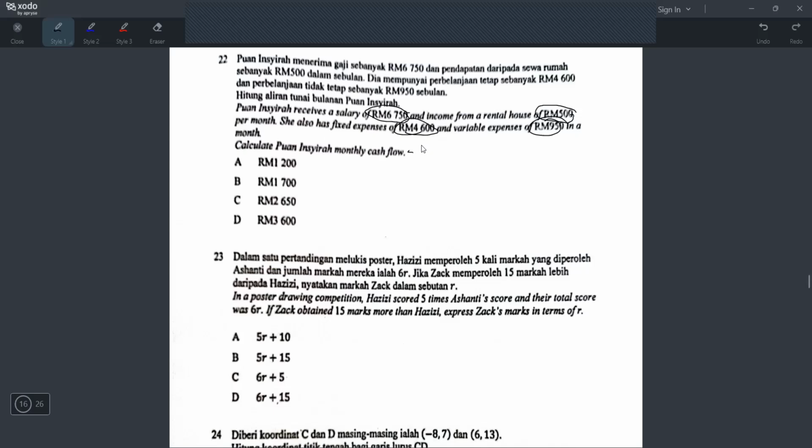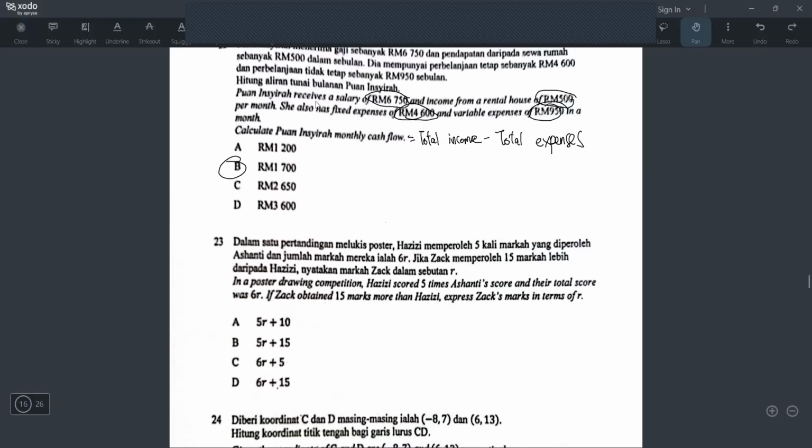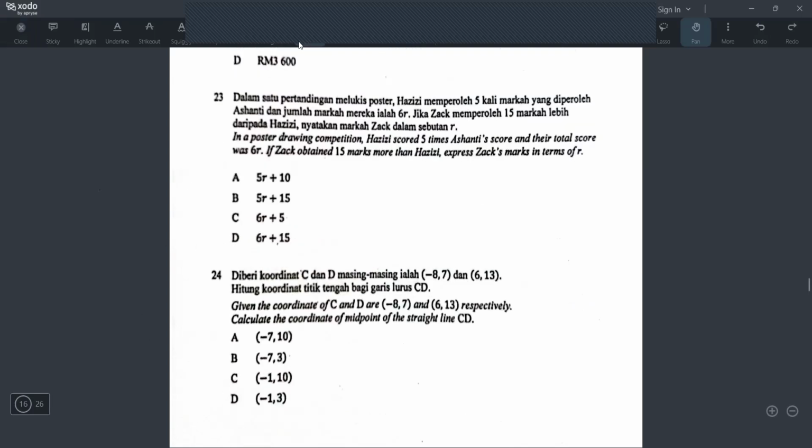The cash flow formula is very simple. Just take the total income minus the total expenses, right? So what will you press on your calculator? You will press 6750 plus 500. Why plus 500? Because 500 is the rent earned by her. So this is the income, 500. And then minus 4600. And then minus 950. Okay, my calculator gives me 1700. So the answer is B. Okay. And they also ask for monthly, right? And everything is in month. Salary also per month. Rent also per month. Yeah. Okay. What about 23?